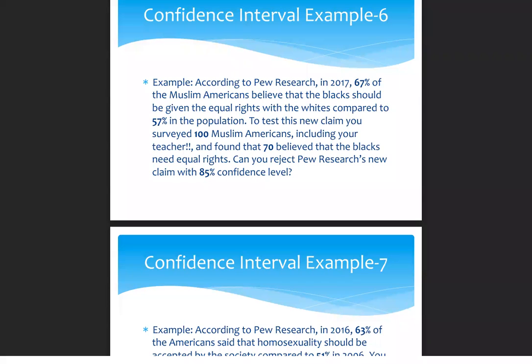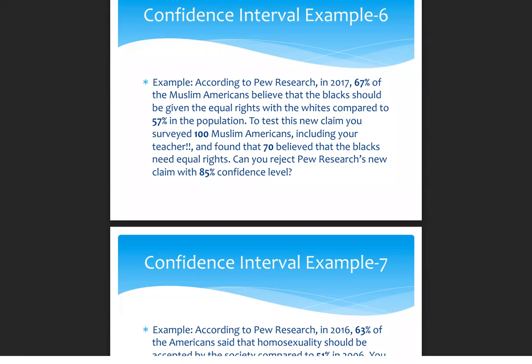So in this problem, what do we have? According to Pew Research, in 2017, 67% of the Muslim Americans believe that blacks should be given equal rights with the whites, compared to 57% in the population. To test this new claim, you surveyed 100 Muslim Americans, including your teacher, and found that 70 believed that the blacks need equal rights. Can you reject Pew Research's new claim with 85% confidence level?